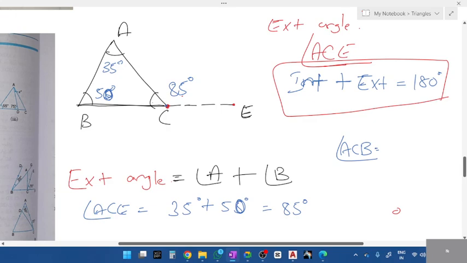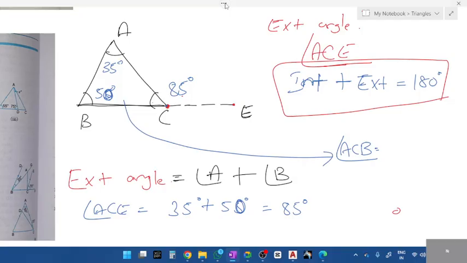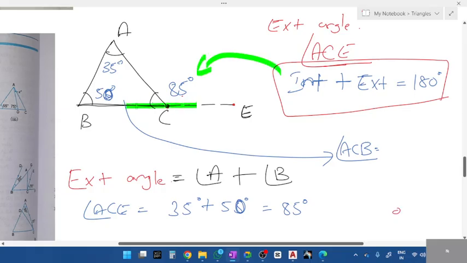ACB. Interior. So if we use sum of interior angles, you'll get it. Or what's the other way you can find? Can we use interior plus exterior? You can use both. Yes, you can use both. First, use interior plus exterior. Yes, what is interior plus exterior, students?